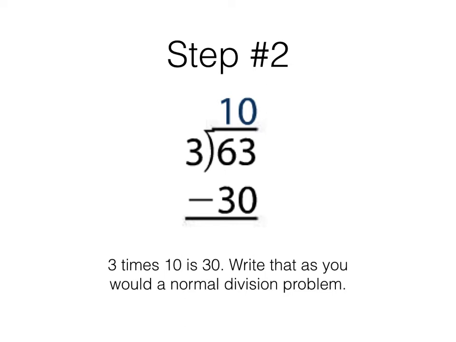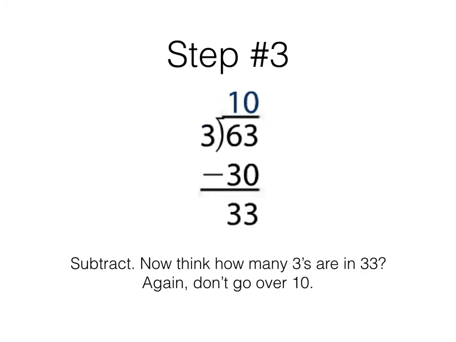Now, I realize the complete answer to 63 divided by 3 is not 10. Hang with me, we've got a couple more steps to go. Now, just like a normal division problem, you're going to subtract. 63 minus 30 is 33. Now, think how many 3's go into 33. Again, we're not going to go over 10. Numbers over 10 are really difficult for kids to do in their head.